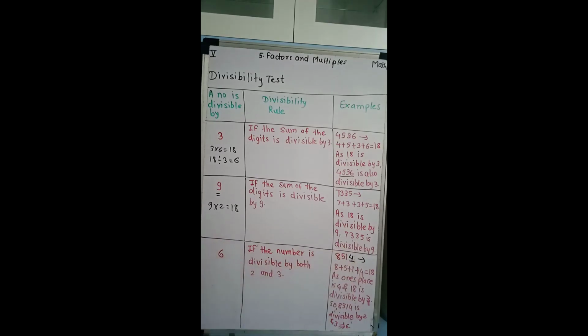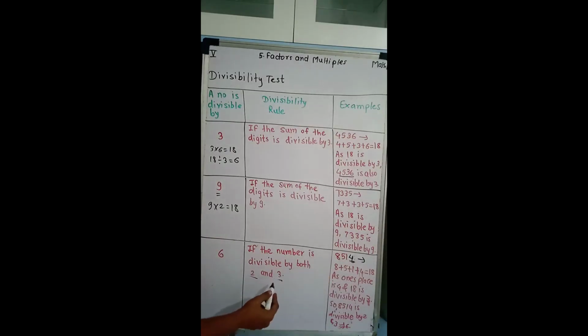Next we will move to the divisibility test of 6. If the number is divisible by both 2 and 3, then the number is divisible by 6. As we have seen in the previous video, a number is divisible by 2 when the ones place is even. The link is in the comment.